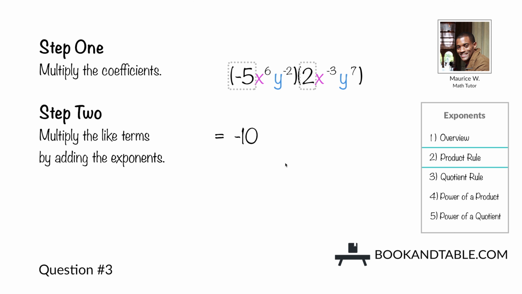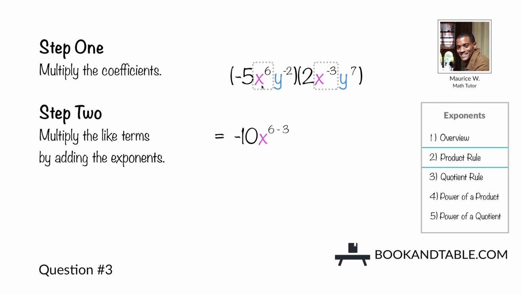Question number 3, negative 5 x to the 6 y to the negative 2 times 2 x to the negative 3 y to the 7th. Step 1, multiply the coefficients. Negative 5 times 2 is equal to negative 10. Step 2, multiply the like terms by adding the exponents. So we multiply our x's and then we'll multiply our y's.